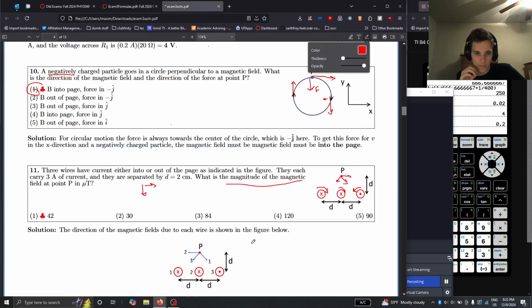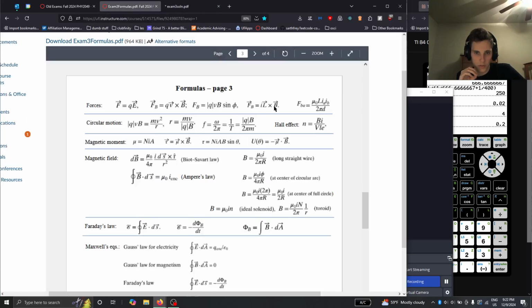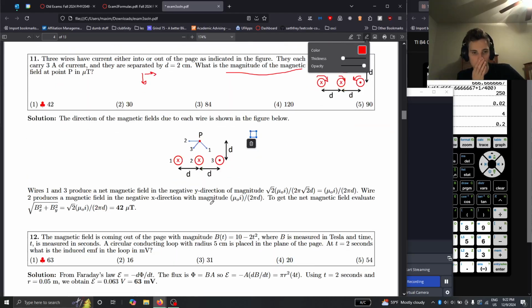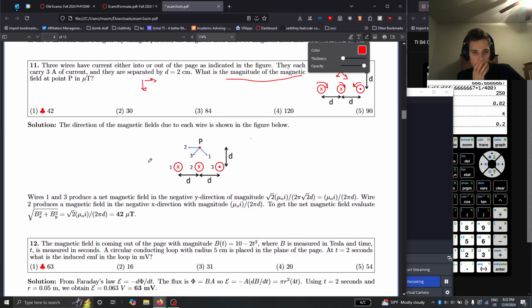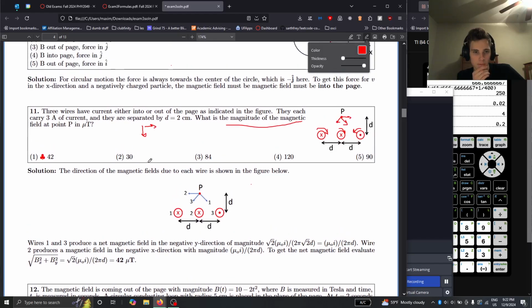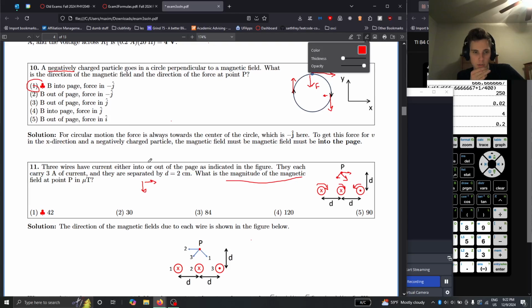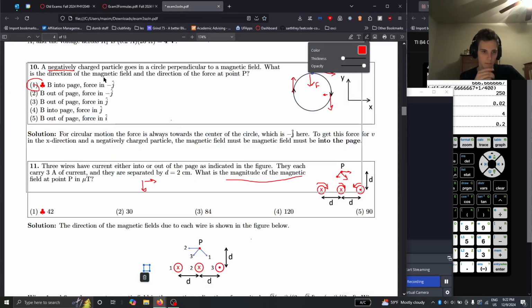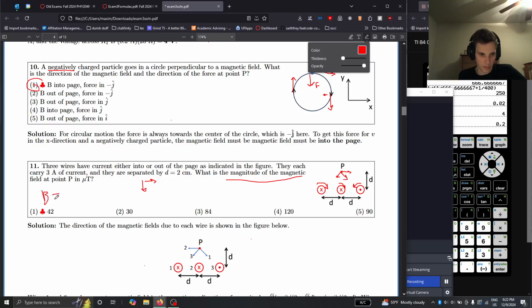Actually, we're just gonna do this, I think. Right? Yeah. No. Oh wait, yeah, we just want the magnetic field. What am I talking about? Yeah, okay. We just want the magnetic field, which, what am I looking for here? What's the question? 11? Okay. I was looking for a formula on the formula sheet.